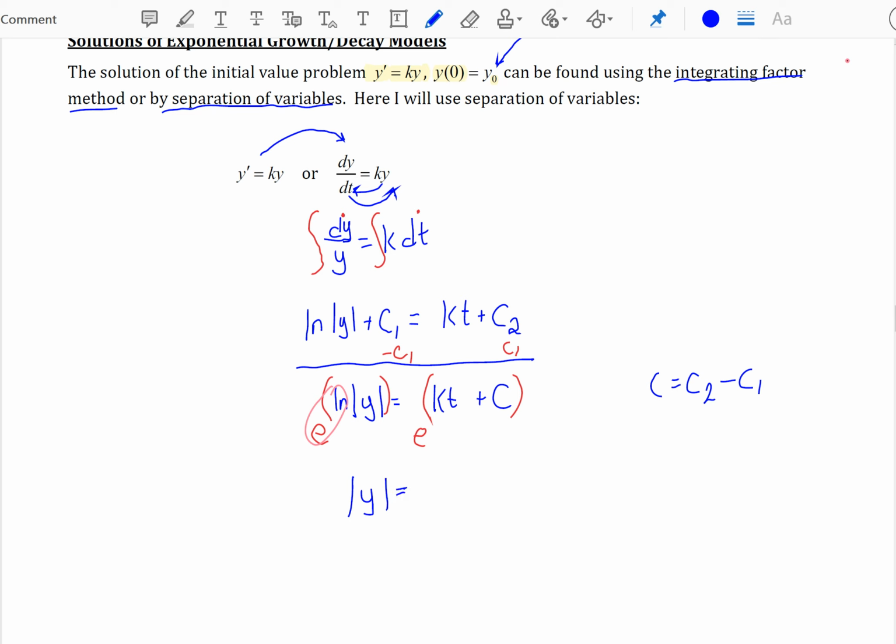Now on the right-hand side, it's important that we acknowledge that this e raised to this sum can be written as e to the kt times e to the c.